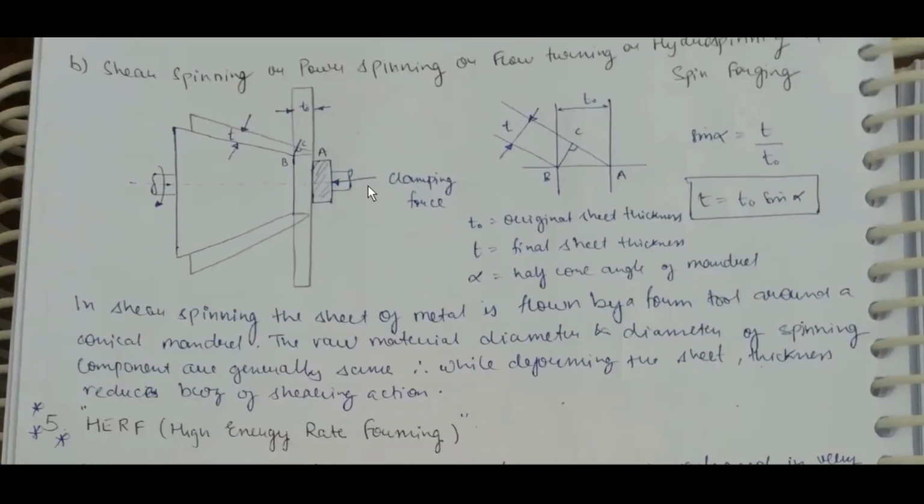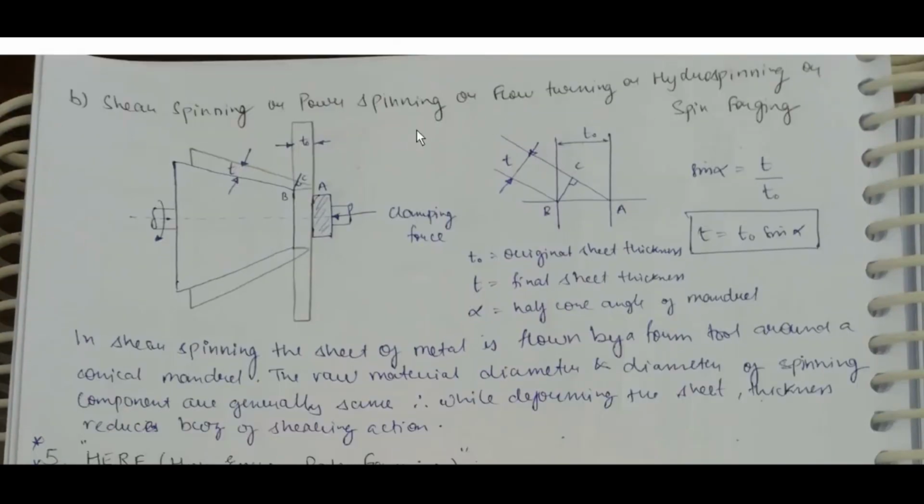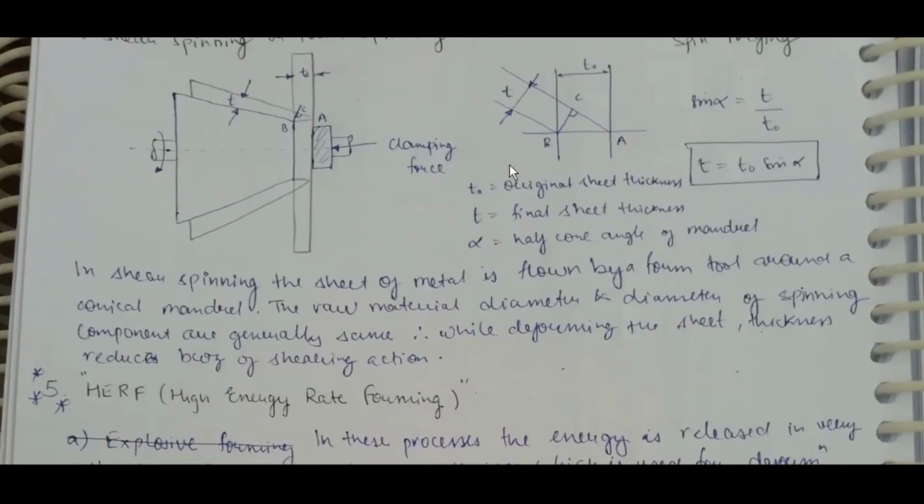Shear spinning or power spinning or flow turning or hydro spinning or spin forging. Clamping force. Sin alpha is equal to t by t naught, so t is equal to t naught sin alpha. Here t naught is the original sheet thickness, t is the final sheet thickness, and alpha is the half cone angle of the mandrel.